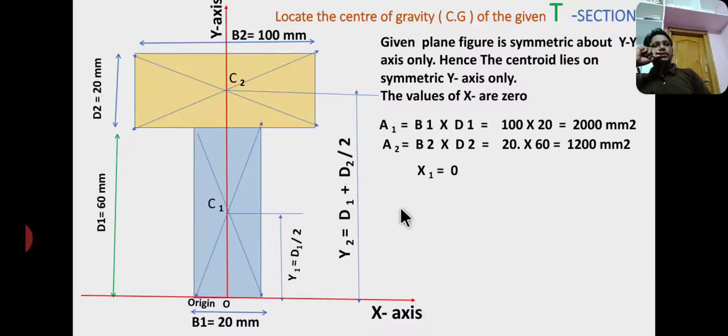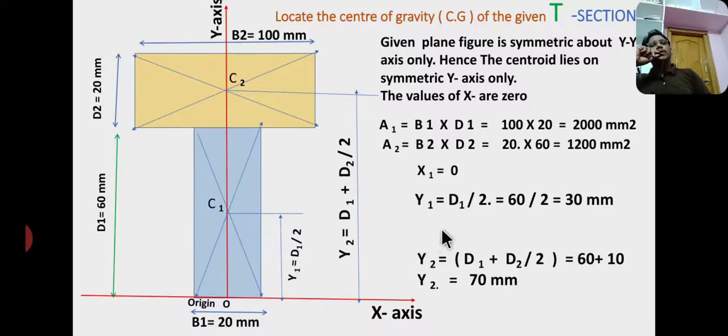Now the answers are x1 equal to 0, y1 equal to d1 by 2 equal to 30 mm, and y2 equal to d1 plus d2 by 2 equal to 70 mm, and x2 equal to 0. Here x1 and x2 values are 0 because the given plane figure is symmetric about y-axis. Hence the values of x are 0.